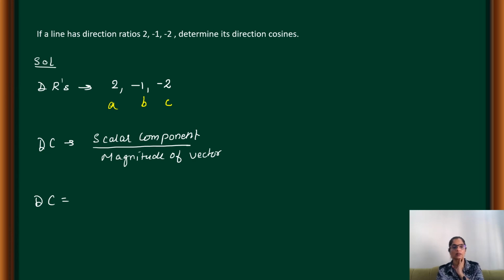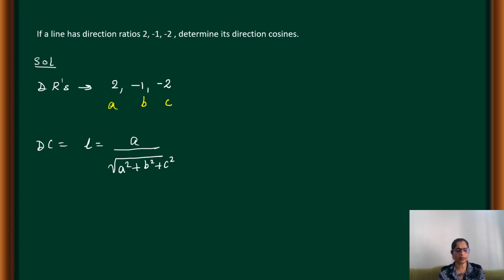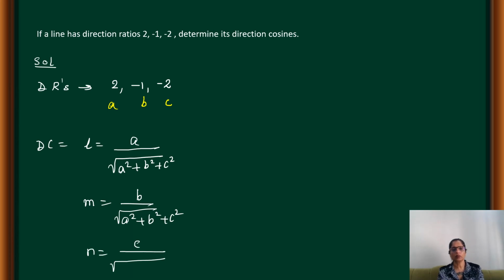Or the other way of doing it: if you don't want to find out the magnitude of this vector, we can directly do it by using L, M and N, correct? Direction cosine is equal to L, and we know the value of L. L is equal to A by root of A square plus B square plus C square. The same thing, but we have a direct formula for it. Then M is equal to B by root of A square plus B square plus C square, and N is equal to C by root of A square plus B square plus C square.